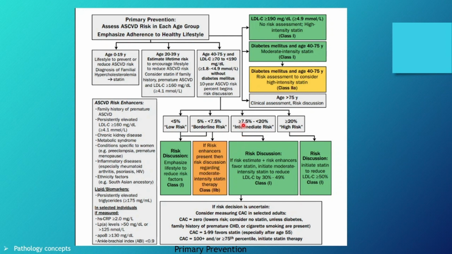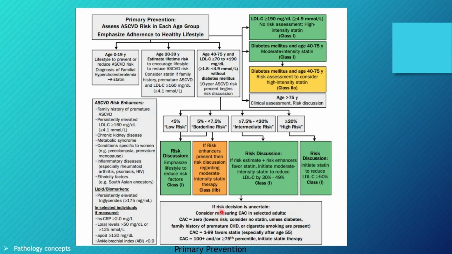If risk is more than 7.5% to less than 20%, it is intermediate risk, then statin therapy should be initiated, and it is moderate intensity statin therapy. The aim is to reduce LDL cholesterol by 30% to 49%. And if the person is in the high risk category, that is risk is more than 20%, then statin therapy should be started and LDL cholesterol reduction should be more than 50%.